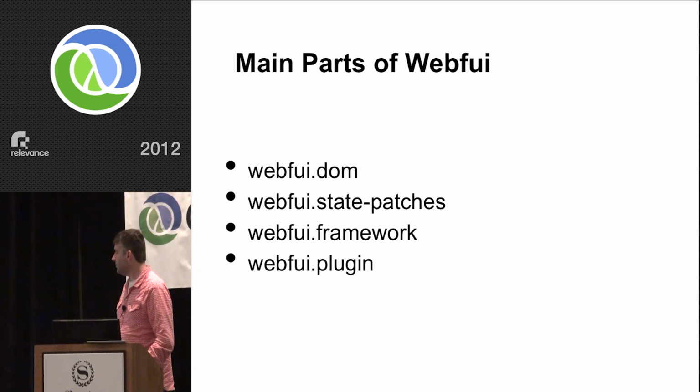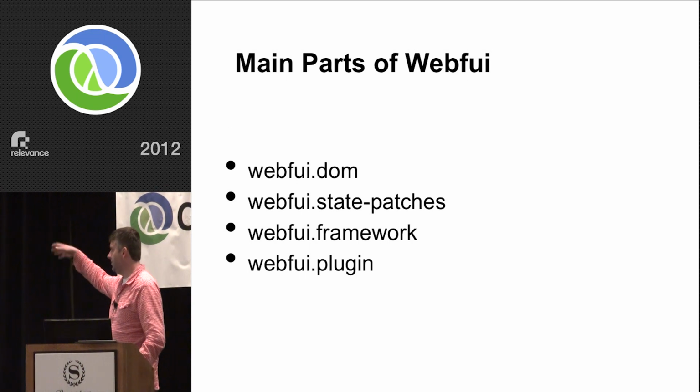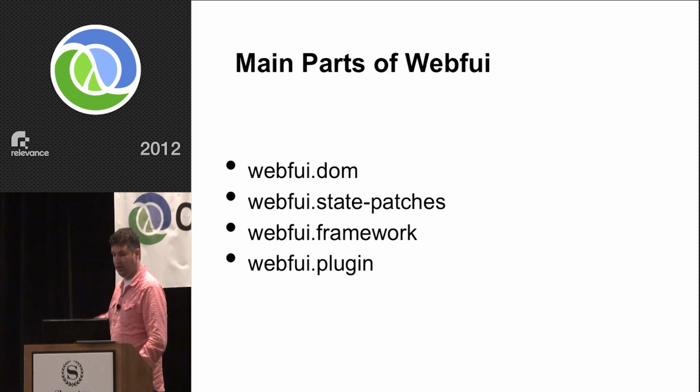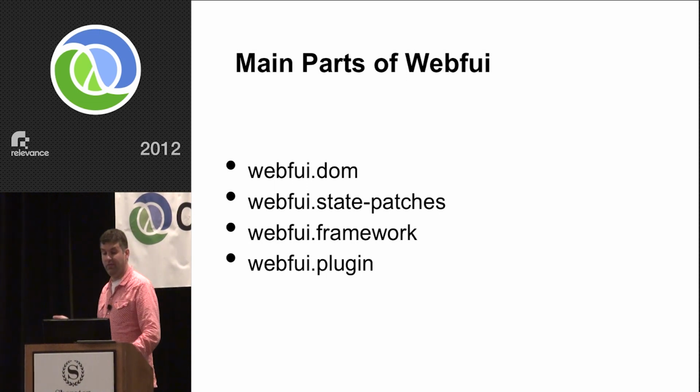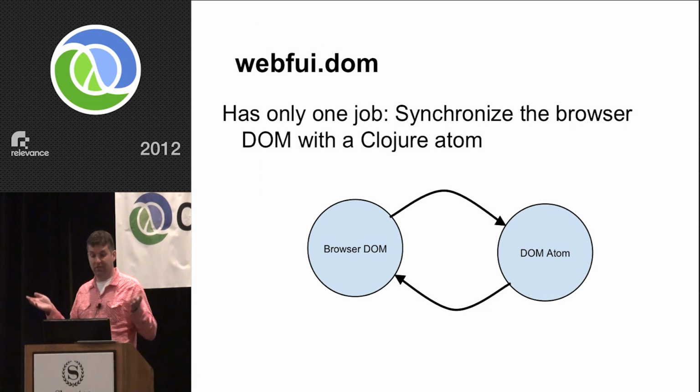Okay, so there's 4 parts to Web Fui. These are pretty much independent libraries, and I'm going to go through them all one after another. The first one, and the most low level, is Web Fui DOM. Now, Web Fui DOM has only one job, and that is to take a Clojure atom and synchronize it with the DOM of the browser.